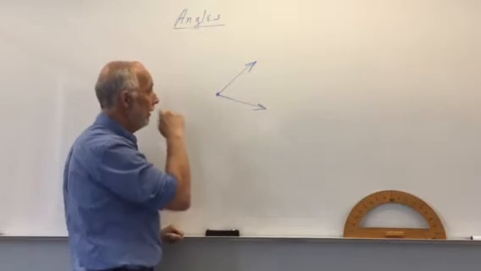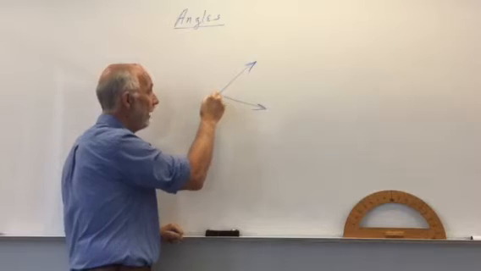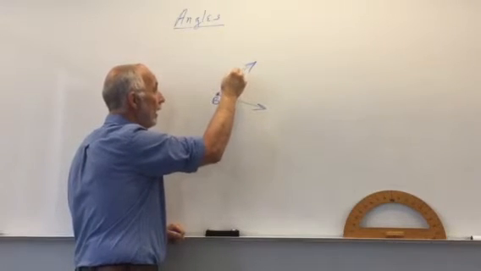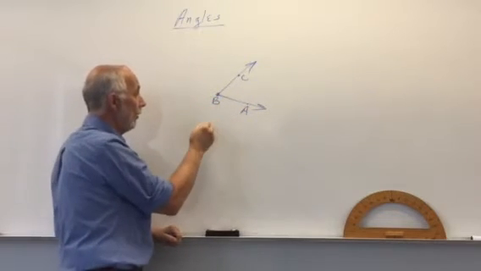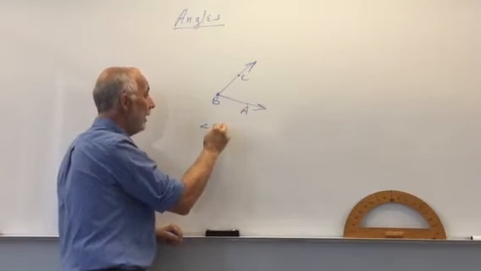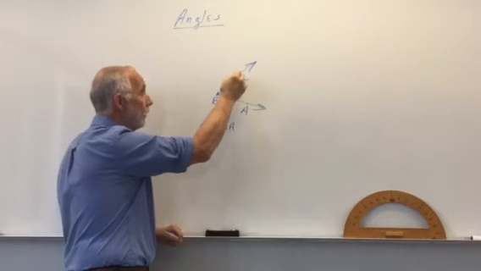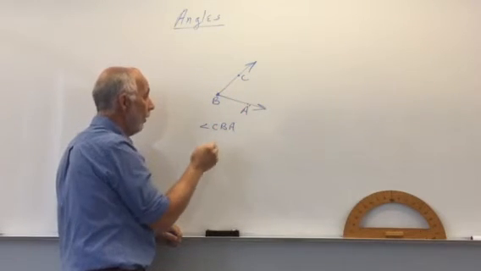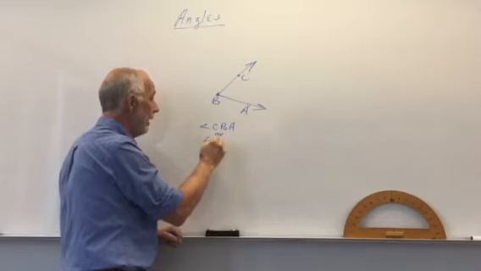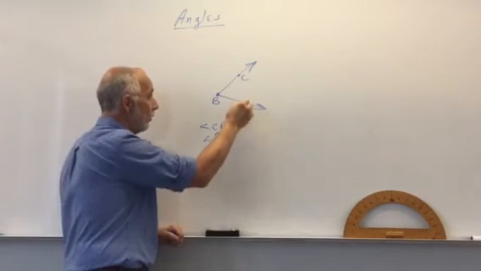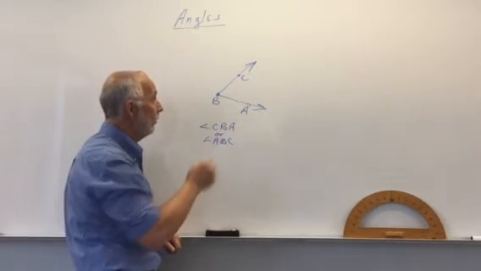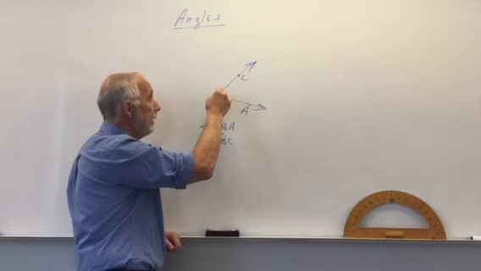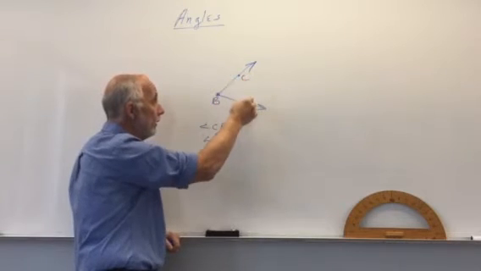All right, and again, if I name this endpoint B, and then I name this C and A, then you could name this angle CBA, because it goes from C to B to A, or you could name it angle ABC, because it goes from A to B to C. But what you could not name it is angle BCA, because it doesn't go from B to C to A, because you jump over from C to A.